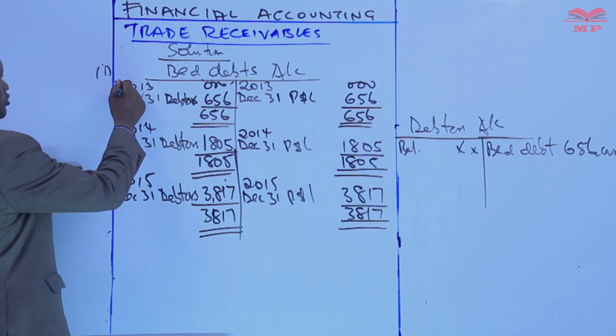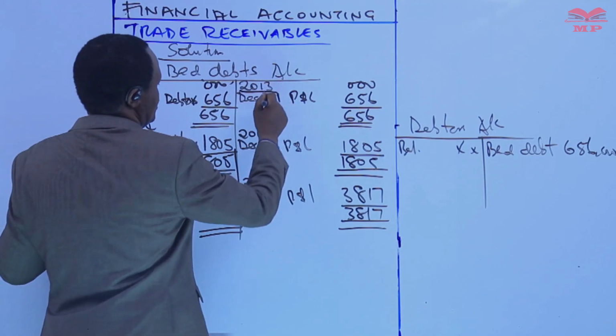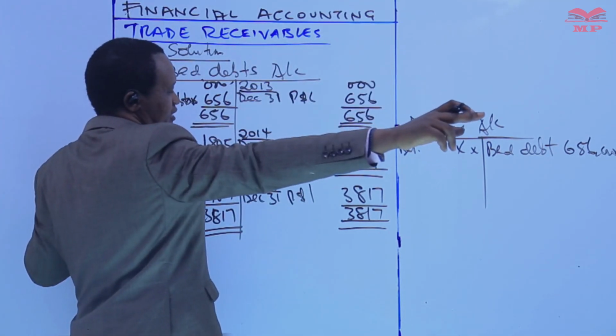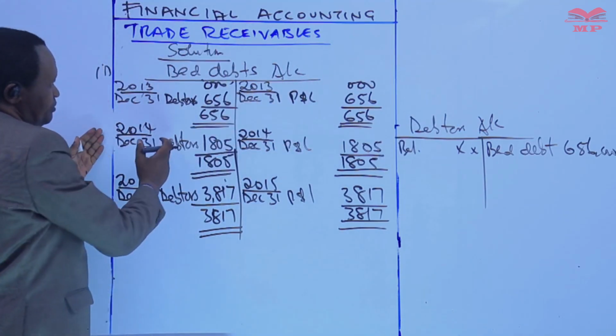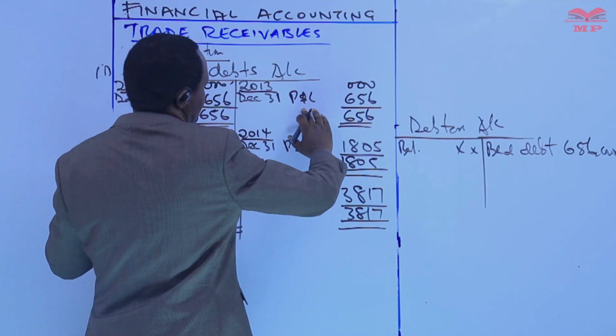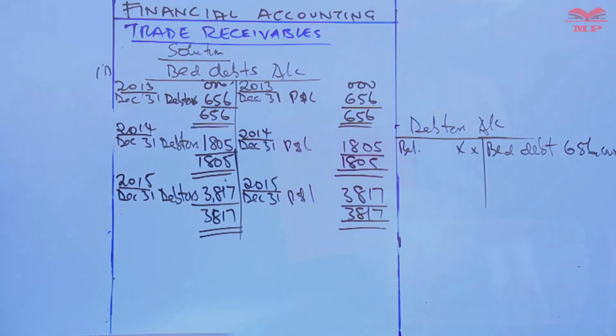So that is how to prepare the bad debts account. Credit debtors account, debit bad debts account, close the bad debts to P&L. Is that clear, candidates?